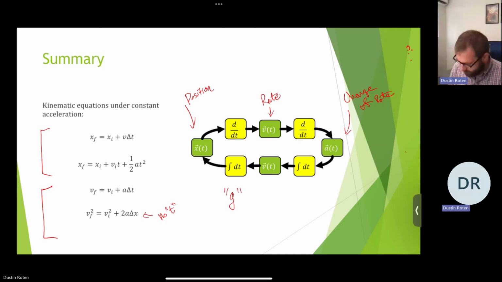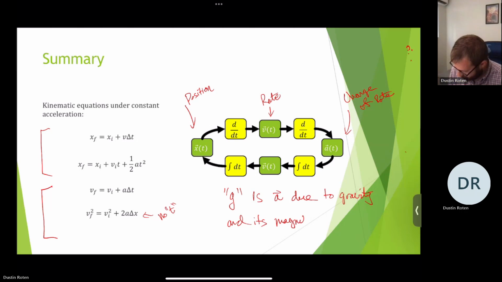G is acceleration due to gravity, and its magnitude, or its value, is 9.8 meters per second squared. Usually that'll be negative because things are going to fall in the negative y direction. It's going to lose height.